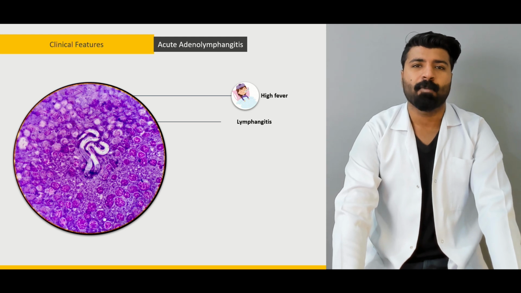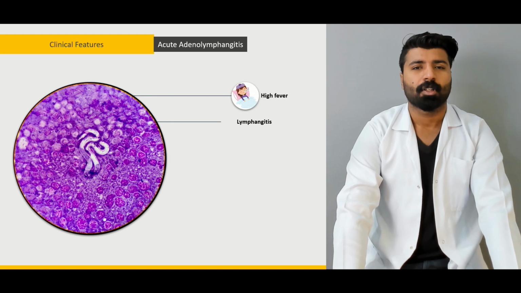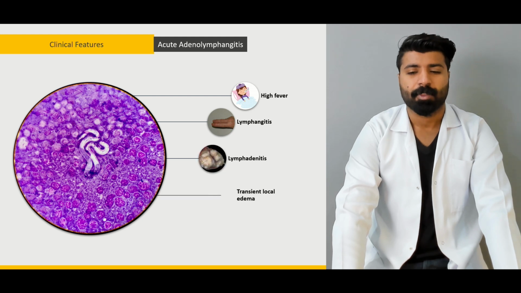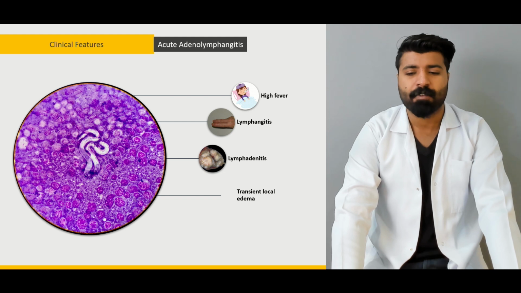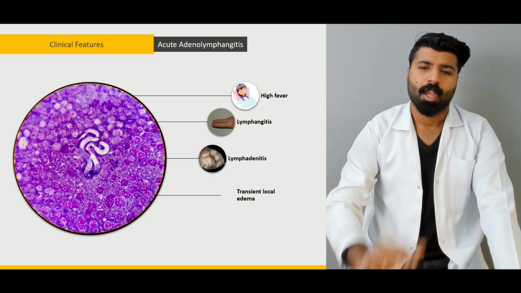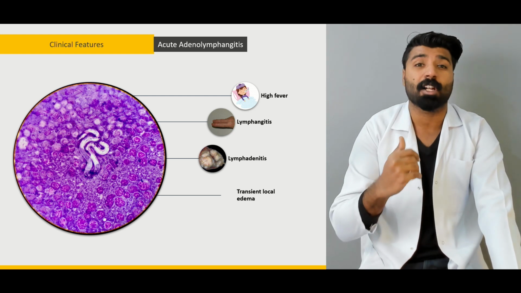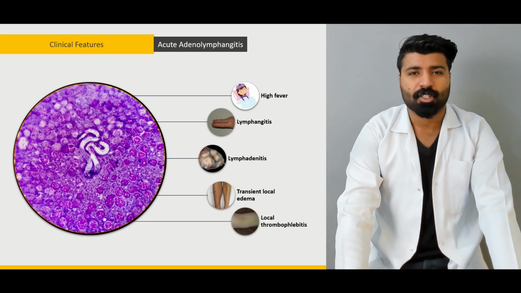Next on, you will have lymphangitis. What is lymphangitis? Inflammation. So you will have inflammation of it. Next on, you will have lymphadenitis, which will lead to transient local edema. Now that's the acute and early stage of edema regarding these lymph structures. Transient meaning it will go up, then it will go down, then it will go up, then it will go down. That's what transient is.